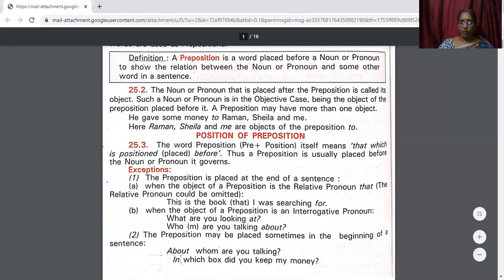When the object of a preposition is an interrogative pronoun: What are you looking at? Whom are you talking about? Who are you talking about? Whom are you talking about? The preposition may be placed sometimes in the beginning of the sentence also. About whom are you talking, for example? In which box did you keep my money?